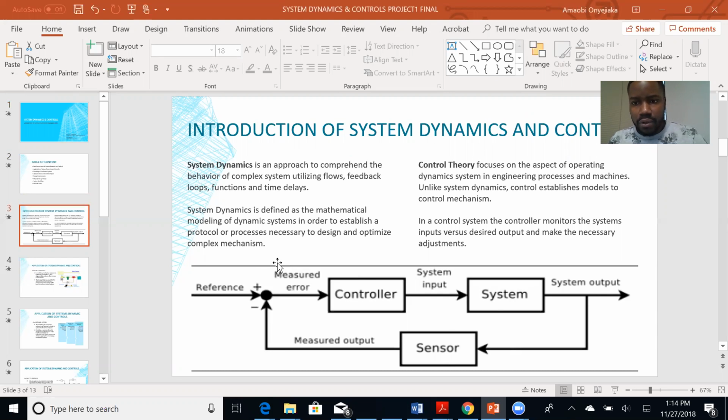In the control system, the controller monitors the system inputs versus desired outputs and makes necessary adjustments. Here we have a block diagram. What happens here is the reference will be treated like an input into the system, which goes to the controller, and the controller makes whatever adjustments necessary and sends a signal to the system to carry out the input. The system output is now measured by the sensor, and the measured output will be fed back into the controller to make the necessary adjustments.